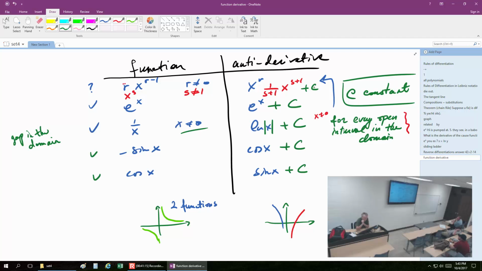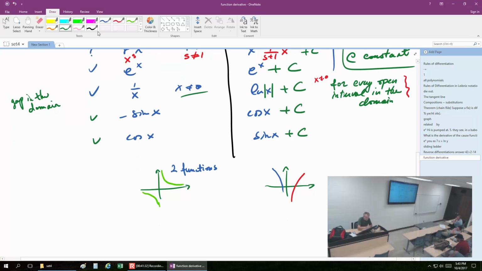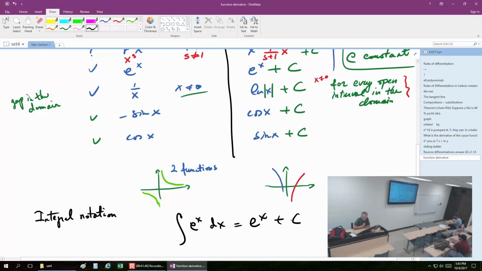So with that, we now have a bunch of antiderivatives. We have 5, and actually, the first line has more than one, because every r will give you a function. And now I just want to write this out in the standard integral notation. For antiderivatives, it's this symbol. So the integral of e to the x dx is equal to e to the x plus c, for example. So that's the notation we're going to be using.